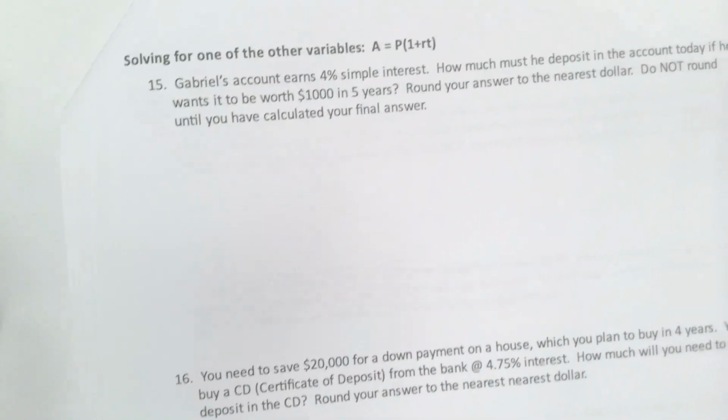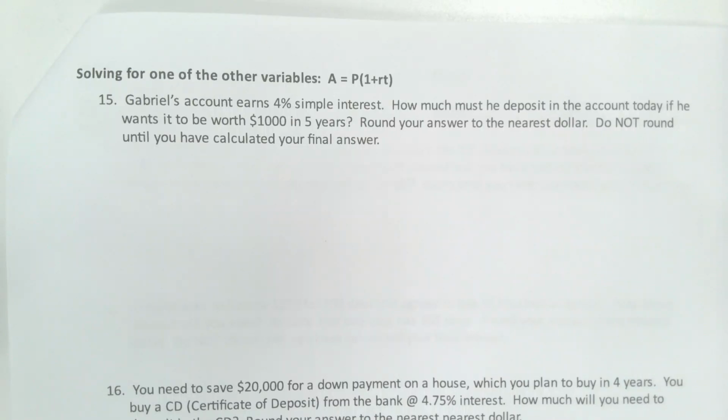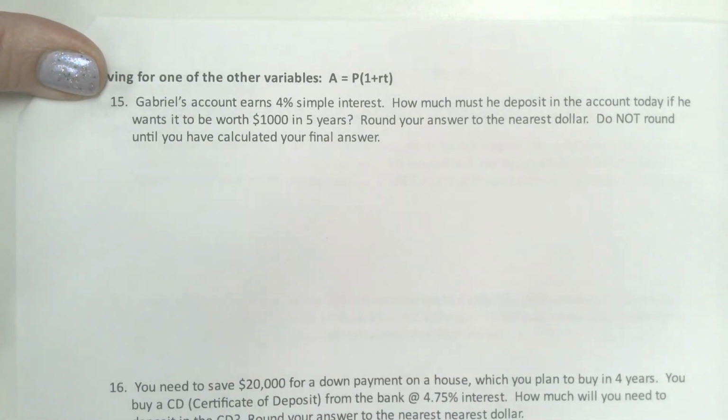All right. Last section. Similar to the earlier section when I had a missing variable in the I equals PRT, now we're going to read through this, and you're going to have a missing variable, and you're going to have to substitute it in and figure out what it is.